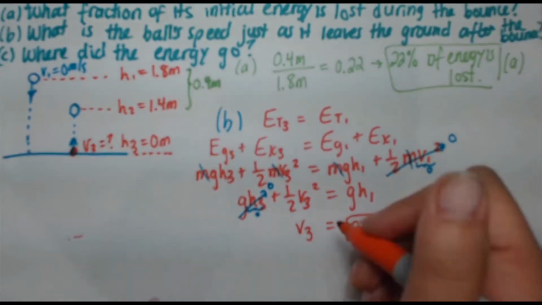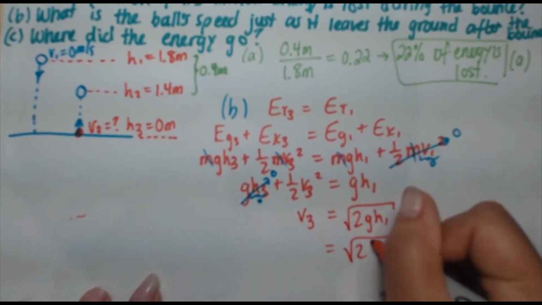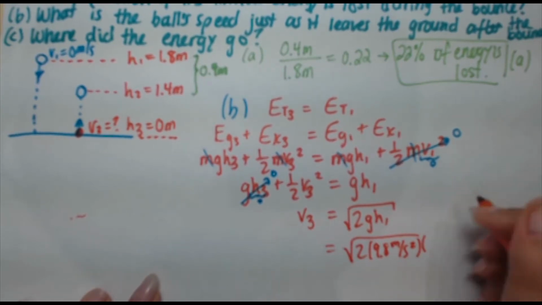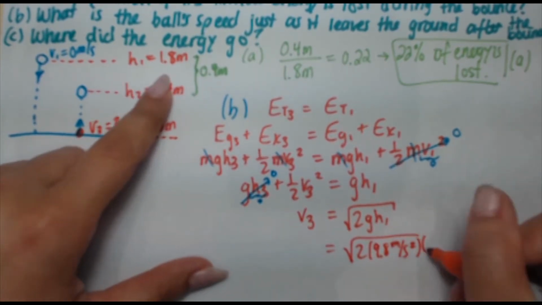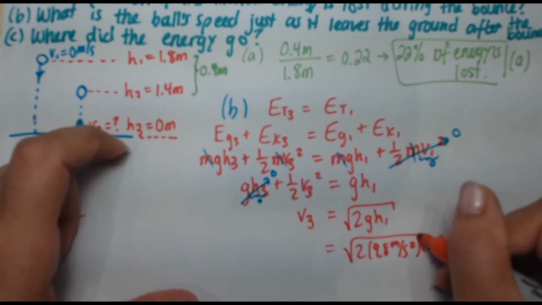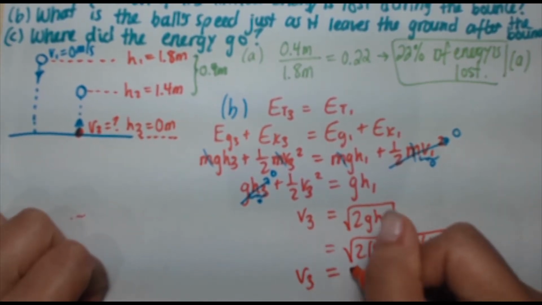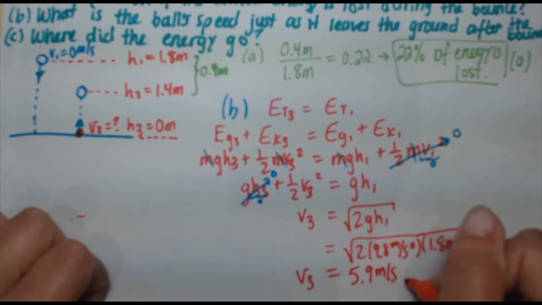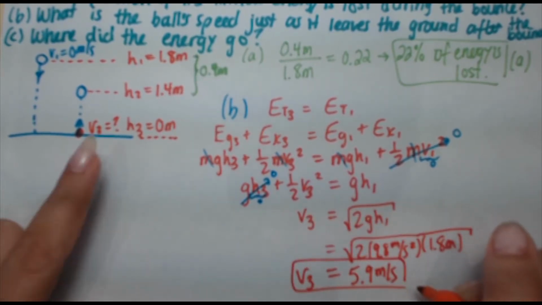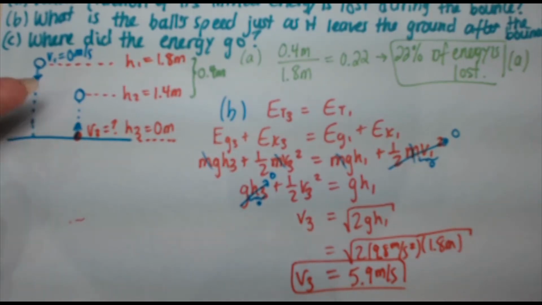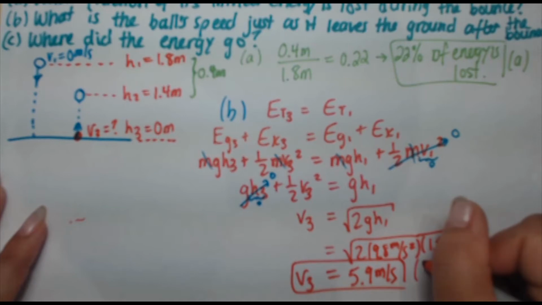Plug in your values. The easy part. 2 times 9.8 meters per second squared times H1. H1 is 1.8 meters. Plug that in your calculator. When you crunch those numbers, you're going to get V3 is 5.9 meters per second. So that is the speed just as it leaves the ground right there. Obviously, when it gets to point 2, the speed's going to be 0 because it turns around and comes back down. So there's the answer to part B.